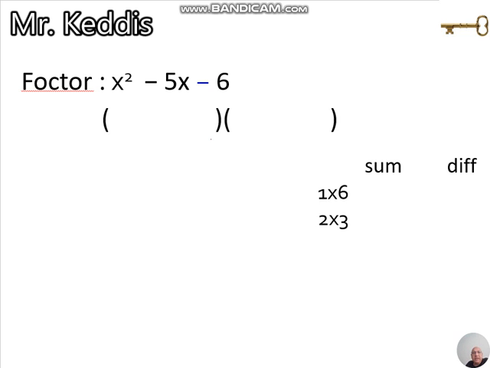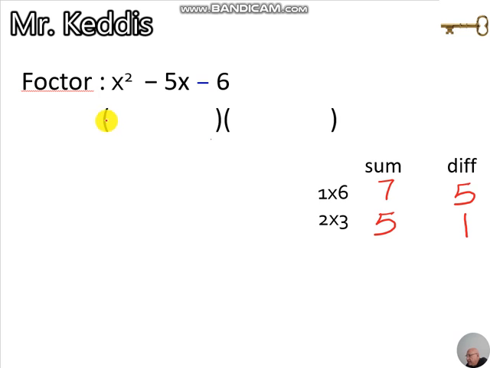To factor the trinomial x squared minus 5x minus 6: 6 is 1 times 6 and 2 times 3. The sum of 1 and 6 is 7. The difference between 1 and 6, 6 minus 1, is 5. The sum of 2 and 3 is 5. And the difference between 2 and 3, 3 minus 2, is 1. I have two 5s here. If the sign of the last term is positive, I look under the sum. If the sign of the last term is negative, I look under the difference.